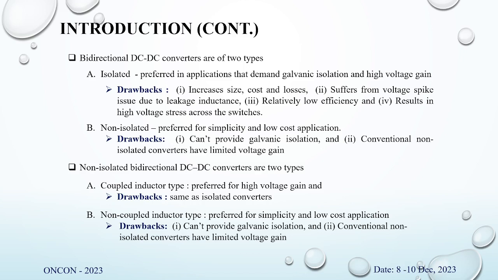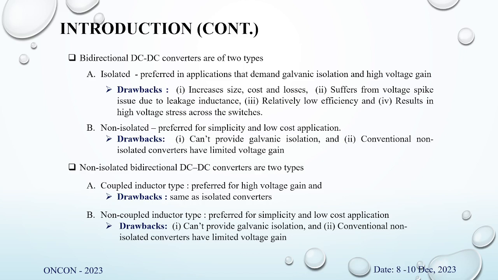Introduction. I'm continuing. Bidirectional DC-DC converters can be categorized into two types: isolated and non-isolated converters. Isolated converters are preferred where galvanic isolation and high voltage gain are required. In case of an isolated converter, primary and secondary can be separated by using galvanic isolation.